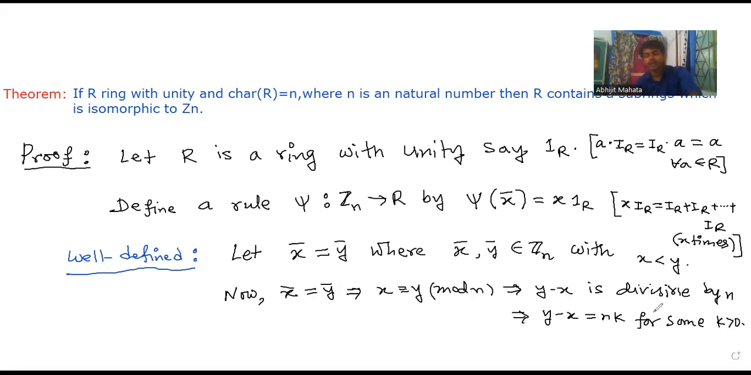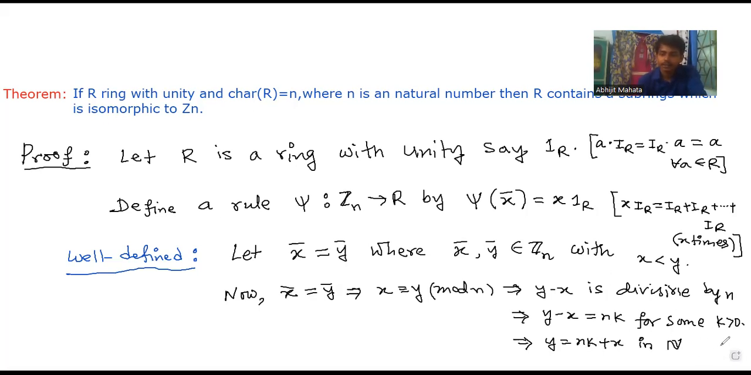Why are we guaranteed that k will be positive? Because y minus x is a positive quantity. We already know n is positive, so k must be positive. So now we can write y equals nk plus x. You can think of this equation in the set of natural numbers. y is a natural number, and n, k, x are all natural numbers, the counting numbers.